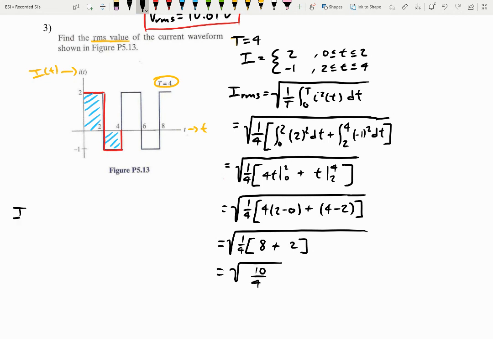So our IRMS value will be square root of 10 over 4, or 1.58. And they don't give me a unit here, so I'm just going to have to assume it's amps. But there we are.